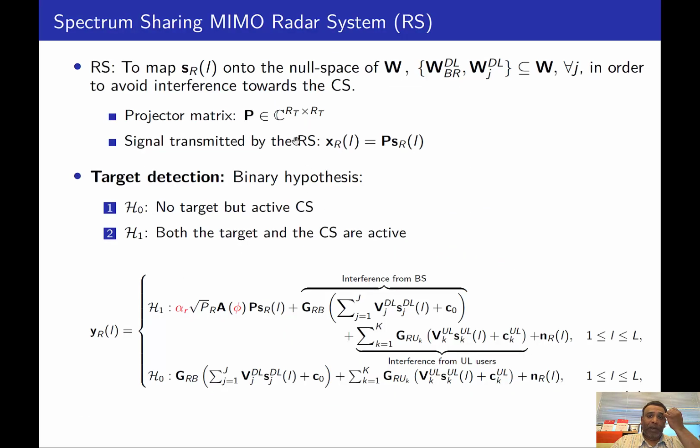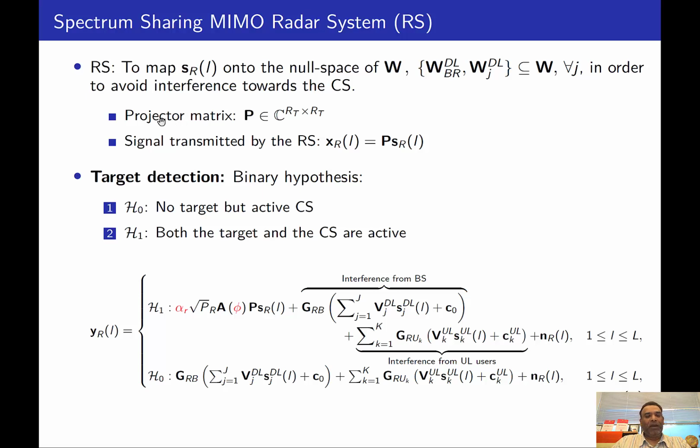Okay, spectrum sharing MIMO radar system. Let's talk about the radar system first. To map the transmitted waveform onto the null space W, there is interference from the radar to downlink users and from the radar to the base station. So these are the channels. We want to send the radar signal in the null space of this interference channel to avoid interference towards the cellular system.